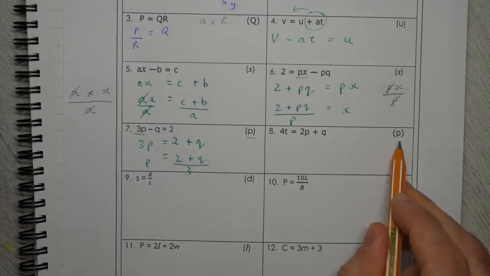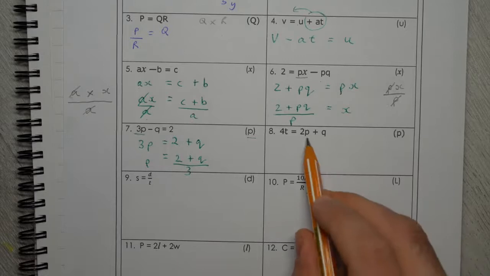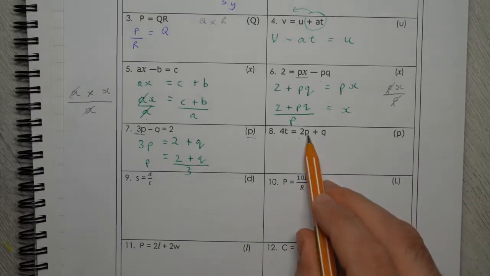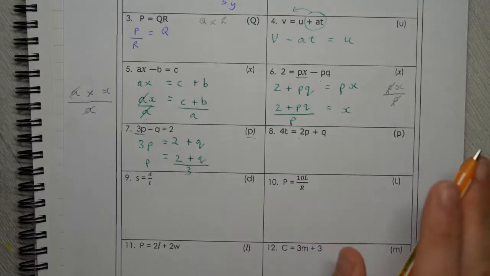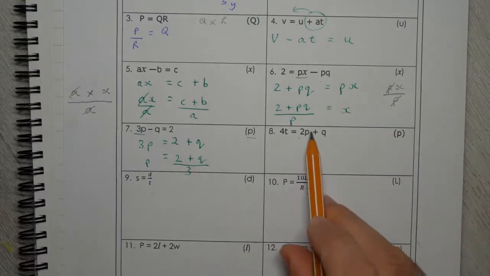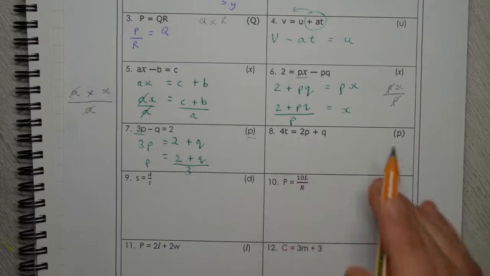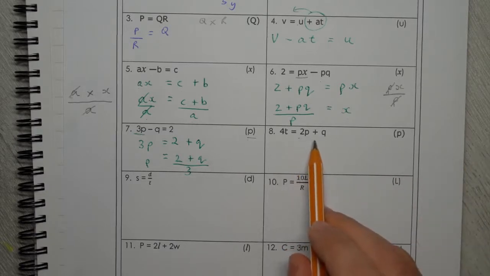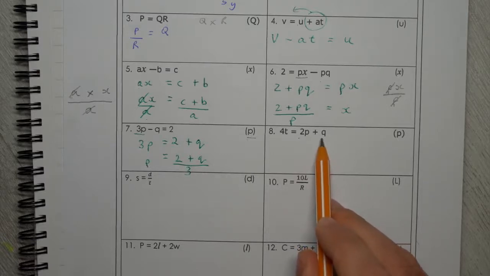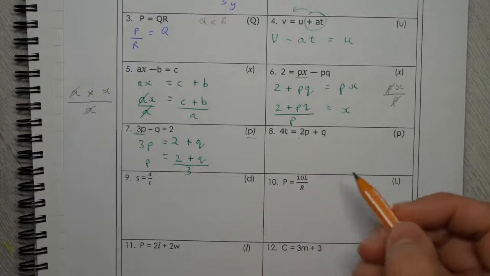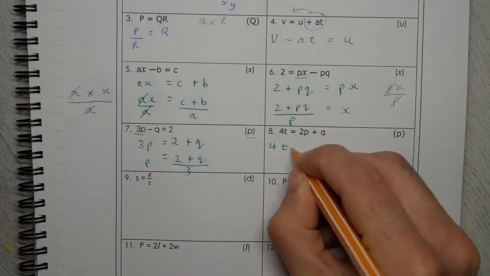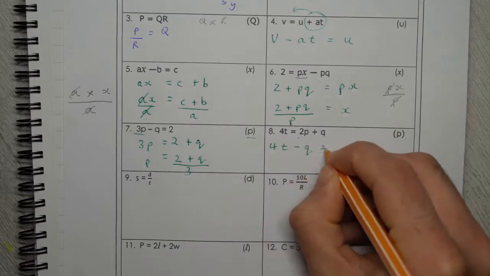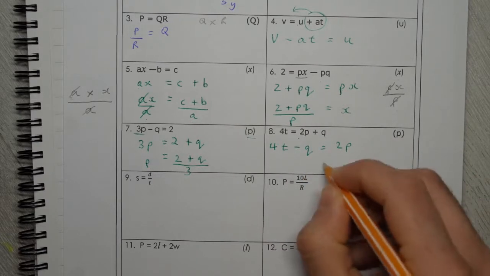Here we need p again as subject of the formula. P is on this side of the equal to p. So we're going to leave 2p as it is. We're not going to do anything to 2p. But on this side of the equal we have plus q. So first we need to remove plus q. We remove plus q by subtracting on the other side. So 4t minus q is equal to 2p.